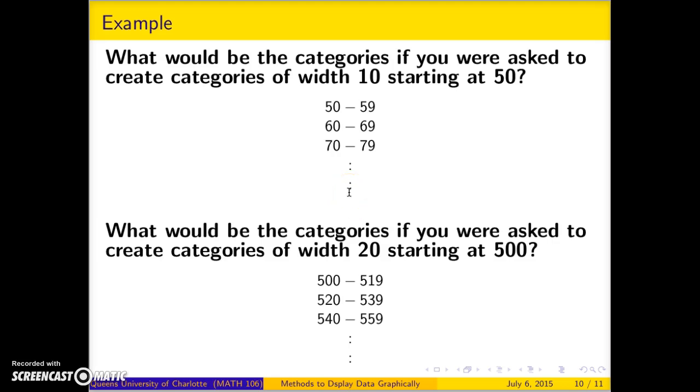And you do the same thing if you were asked to create categories of width 20 starting at 500. So we would have 500 to 519, 520 to 539, and so on. The lower limits are 500, 520, 540, and these are our class starts.